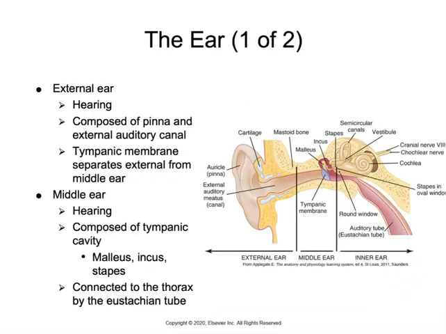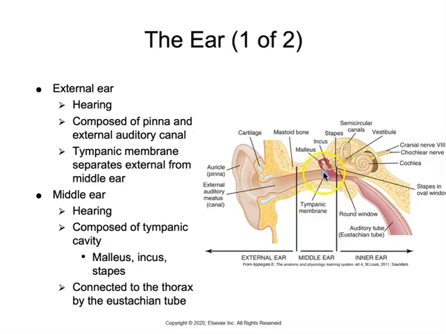Let's now move into the ear. So we divide the ear into an external, middle, and inner ear. The external ear is used for hearing and bringing in those sound waves. We see the pinna and our external auditory canal here, and those sound waves travel and hit the tympanic membrane. That then is going to separate out this external ear from the middle ear in this region, which is also going to assist with hearing.